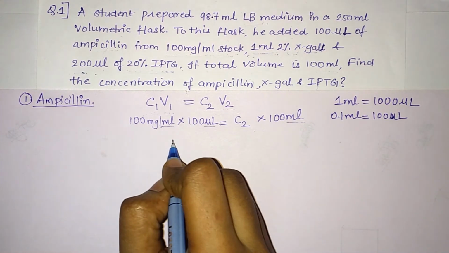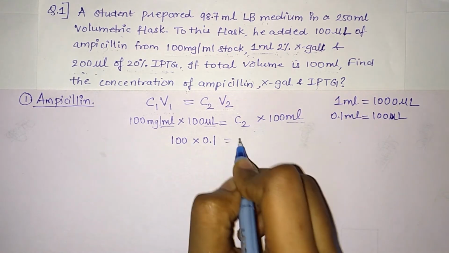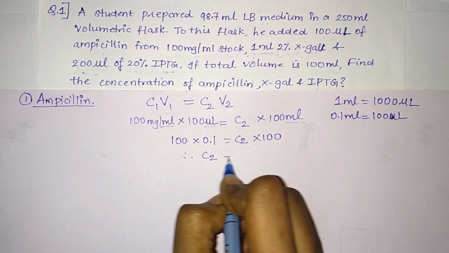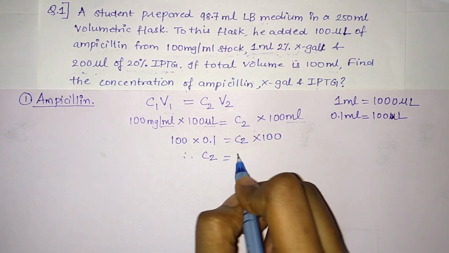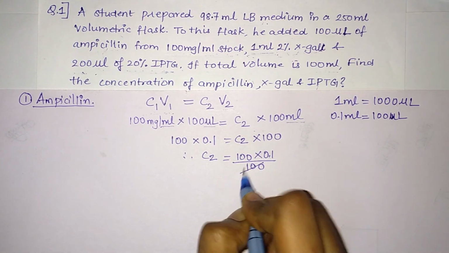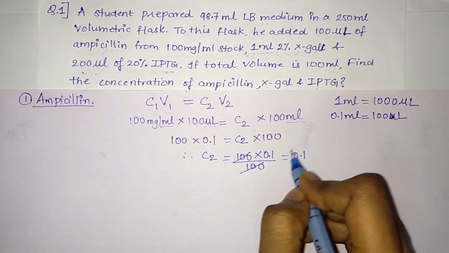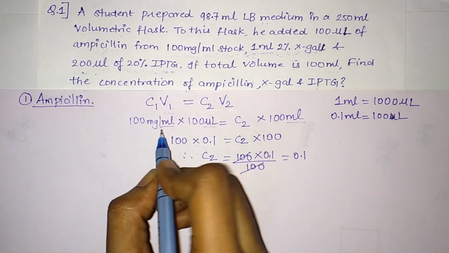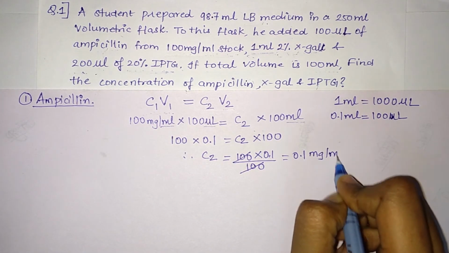So here it will be 100 mg per ml multiplied by 0.1 ml equals C2 into 100 ml. By calculating, we take this 100 towards the LHS, so it gets divided. 100 into 0.1 divided by 100, the 100s cancel, and we get 0.1. Now what will be the unit of this 0.1? It is the concentration, and the concentration unit was mg per ml. So it will be 0.1 mg per ml.